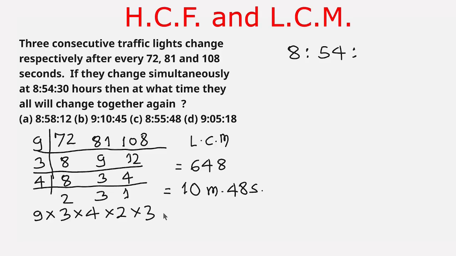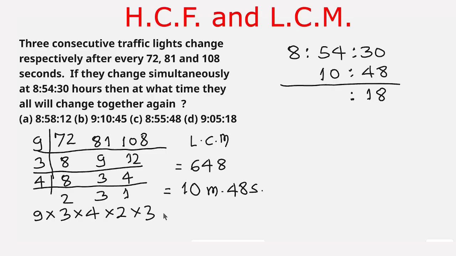Now we add 10 minutes 48 seconds to the given time, which is 8 hours 54 minutes and 30 seconds. So adding 48 seconds, we get 30 plus 48 is 78. So it will be 78 seconds. 78 seconds is 1 minute and 18 seconds. So we write 18 seconds here and carry 1 minute. We add 1 to 54, which is 55.